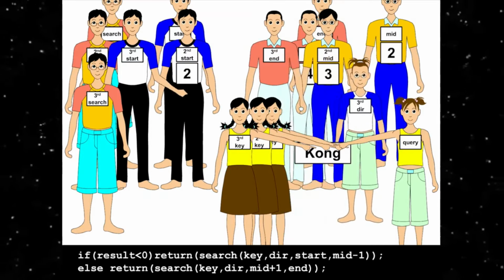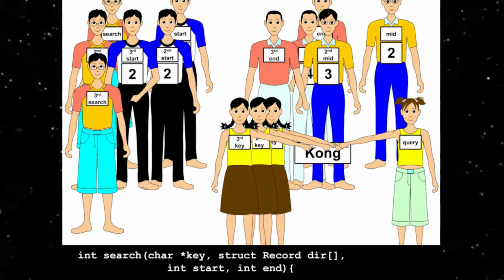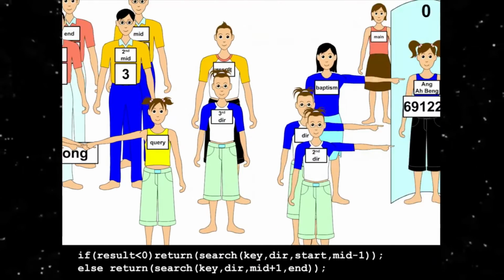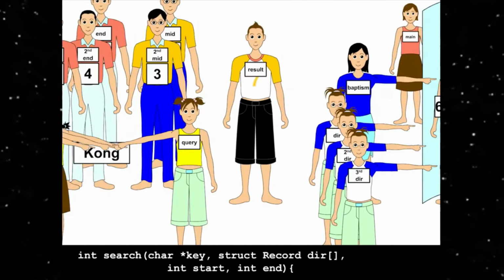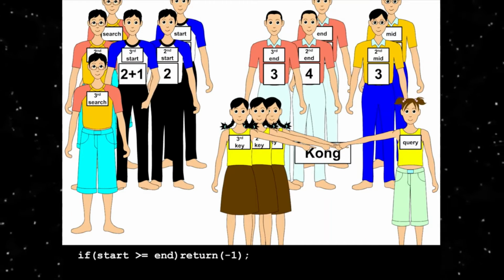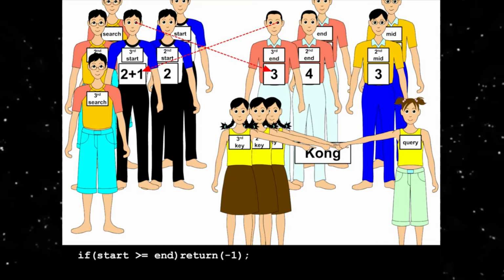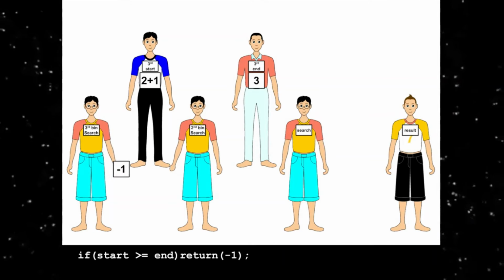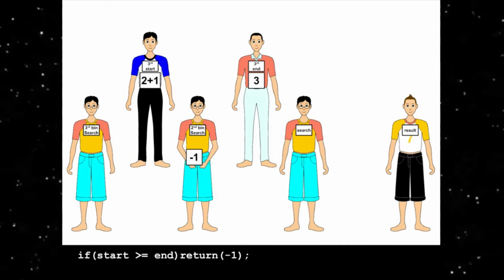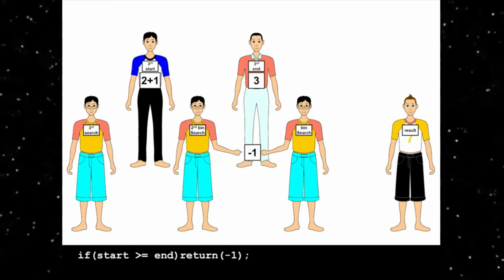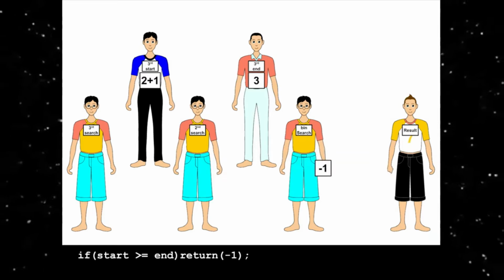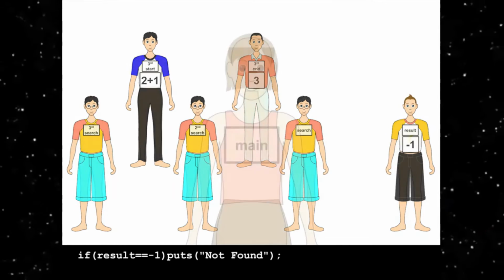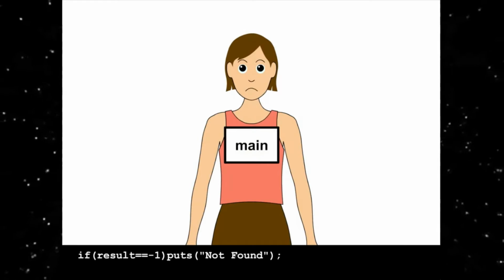This means that we pass the same start but a new end, the new end being mid. The start gets 2 and the end gets 3. Key and dir once again stay exactly the same. This means, however, that the new start, which is 2, after adding 1 is equal to 3, which is equal to the value of the new end. Therefore, the third bin search returns negative 1 to the second bin search. The second bin search returns that negative 1 to the first bin search. And the first bin search returns that negative 1 to the main, which puts it into result. The result is negative 1. Therefore, we print not found.